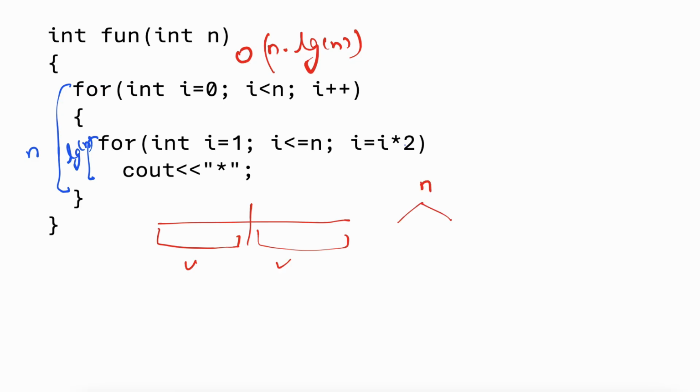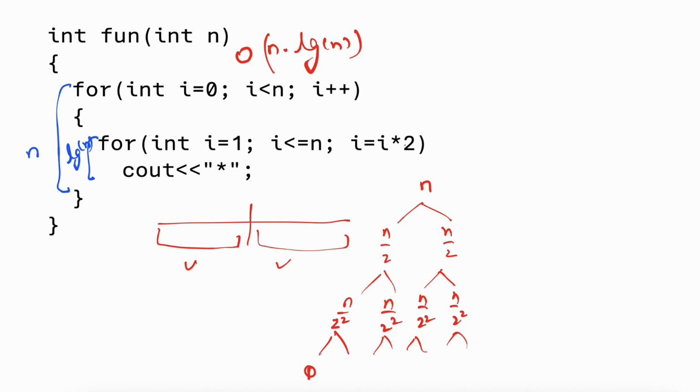Initially, you have one problem of size n. Now you have two problems of size n by 2. Both of these problems will be broken into half of their size, which means that now you have 4 problems of size n by 4. And this breaking up of the problem into half of their size will continue till the size of the problem becomes equal to 1. We know that the size of the problem will become equal to 1 only after log n levels. It means that total number of levels in this function call tree will be log n.